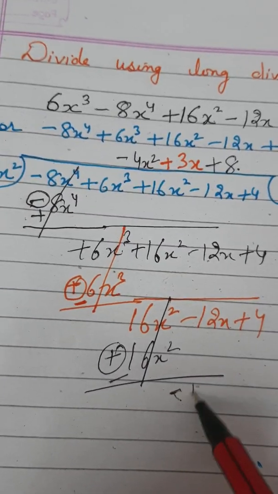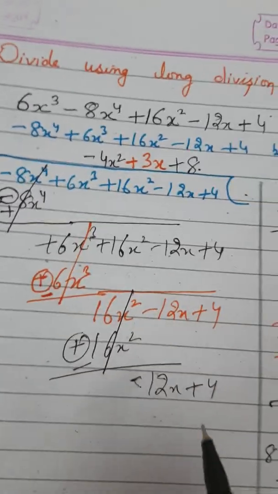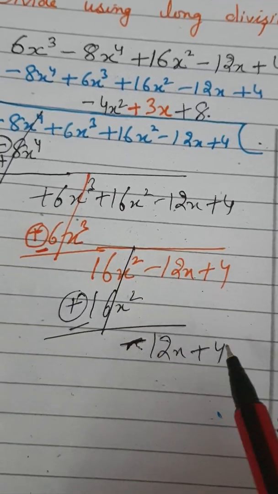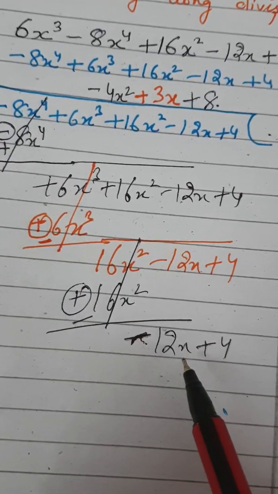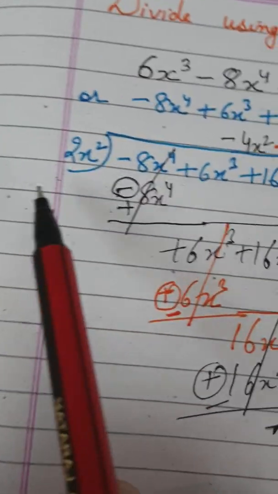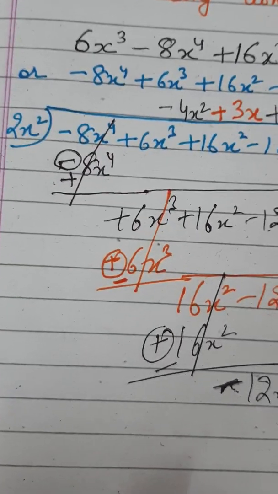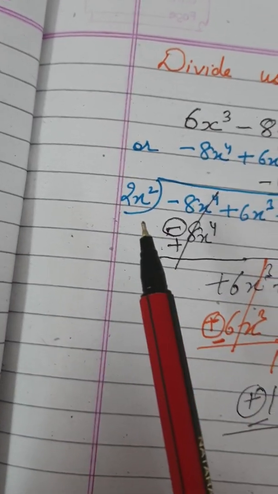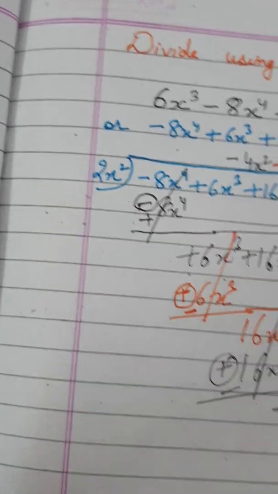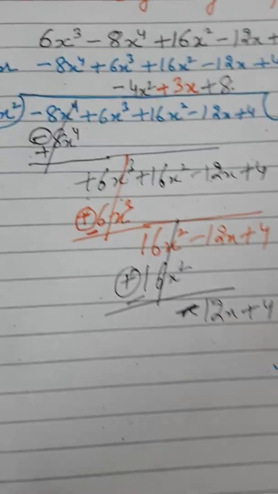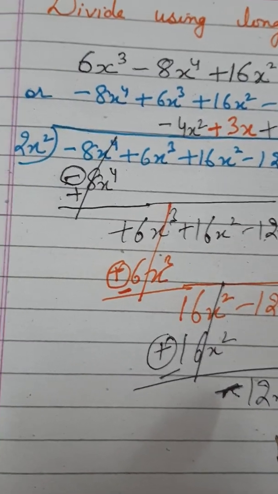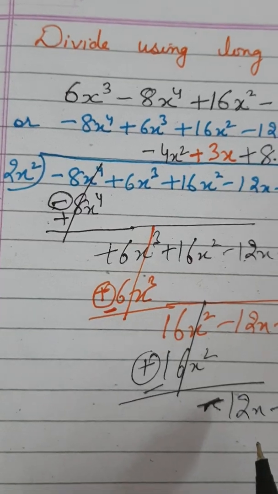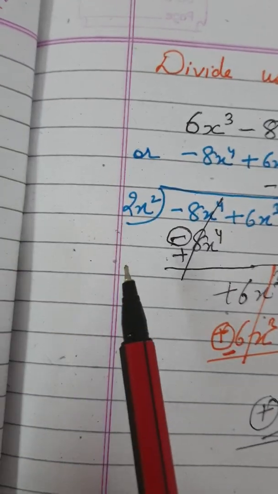The leftover dividend is minus 12x plus 4. Now see, this is minus 12x plus 4. Here the degree of the variable is 1 and the degree of my divisor is 2. So whenever the degree of the dividend is smaller than the degree of the divisor, the division process will be stopped. It will not proceed. For a number to be divided, the necessary condition is that the degree of the dividend should be greater than or equal to the degree of the divisor.